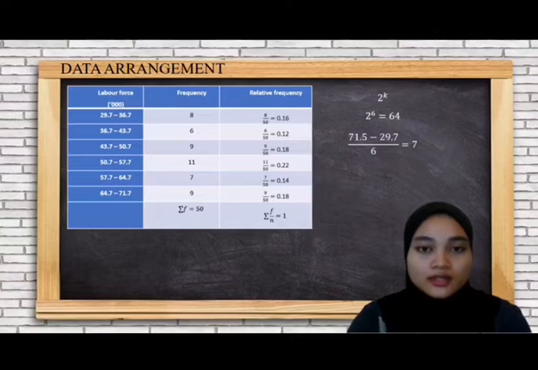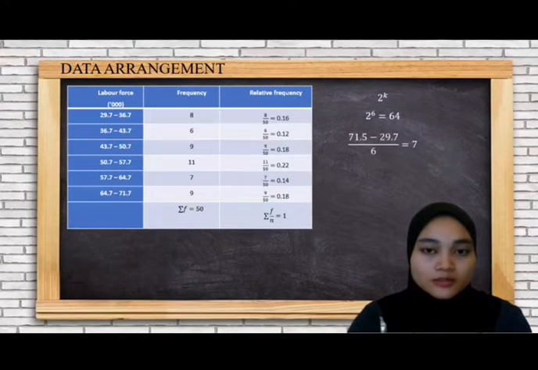To determine the number of classes, we use 2 to the k more than n. So n is 50 because in this assignment we collected 50 data. So we have to find more than 50. If we let k equal to 5, which means 2 to the 5 equals 32, somewhat less than 50. If we let k equal to 6, which means 2 to the 6 equals 64, which is greater than 50. So the number of classes is 6.